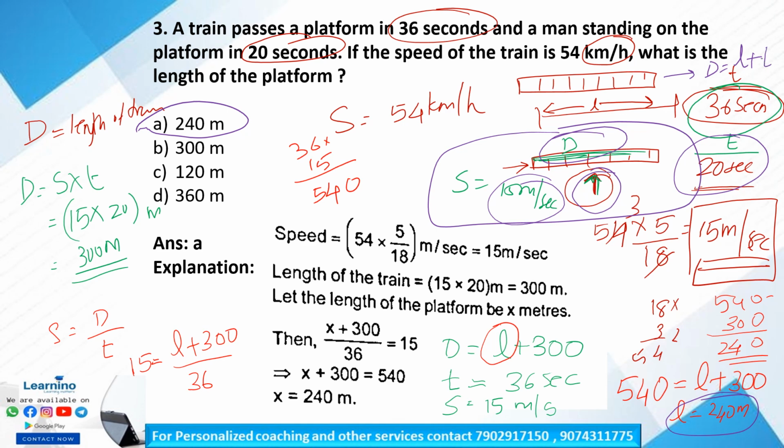We have given the time taken for the train to pass that platform, and also we know the speed of the train as 15 meter per second. So distance is equal to speed into time. This is a standard equation. By replacing the value for distance, speed and time, you will get the length of the platform as 240 meter. Is it clear? So question number 4.